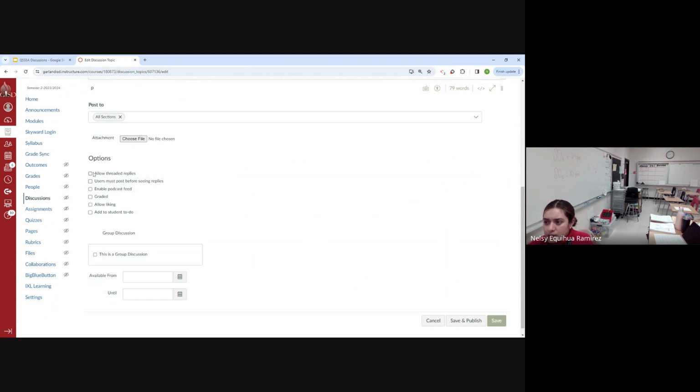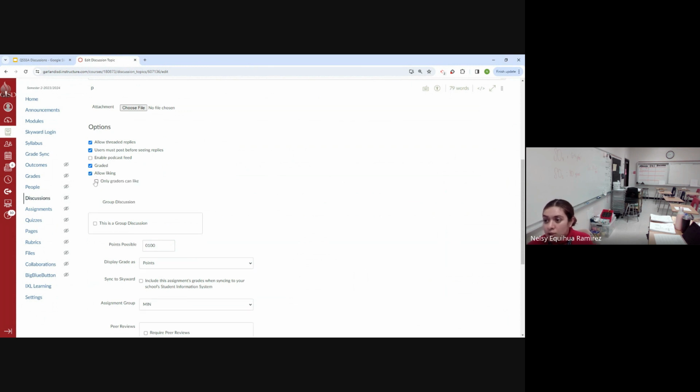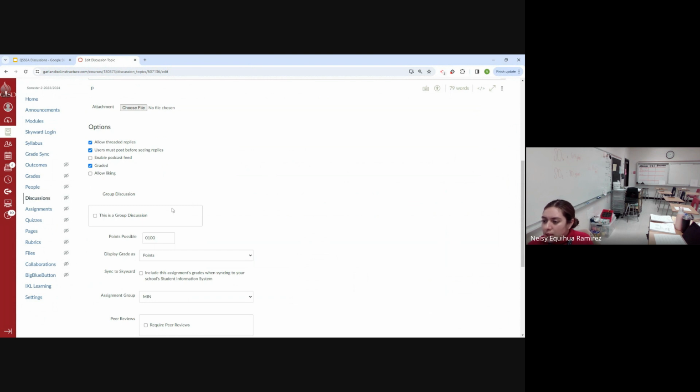Then here are the options. If you want students to respond to each other, that's a very common thing, especially in DC classes, where you answer your question and then reply to 2 people in your class, or reply to 3, or reply to 1. You can allow that. I typically like having my students post something before they're able to see the others. I also want it graded so that I can give points, and that's out of 100. You can allow your students to like a comment, or only you. If you like something, you can say, oh, this is a really good response, and they will see that. This is up to y'all. I usually don't allow that one. So 100 points.